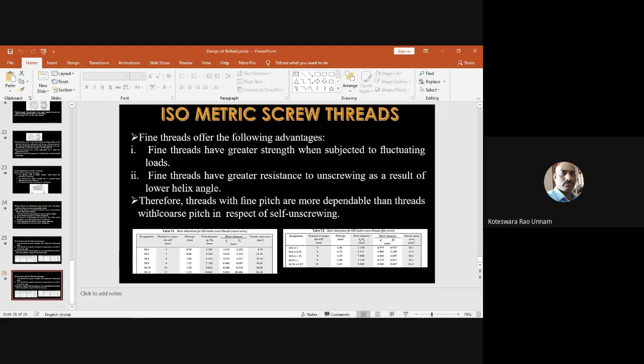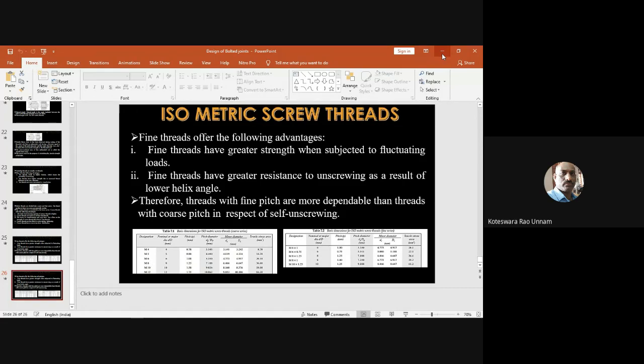I think this is what I want to discuss with respect to these fundamentals, or whatever we can call it, the introduction to bolted threads. So now we'll move on to the analysis part. That means when a bolt is subjected to a given load, here two types of loads will be there.